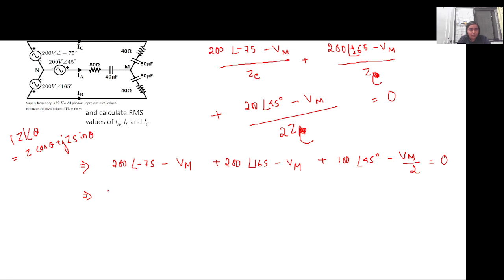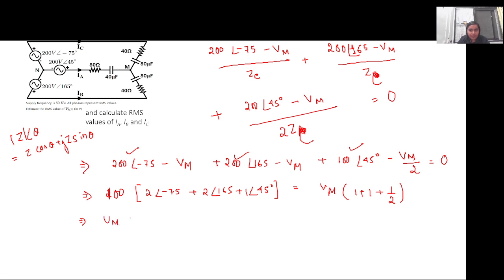So similarly we can do the same. Let's take 100 common. So it is 2 angle of minus 75. We take common from this term and this term, so it will be 2 angle of 165 plus angle 45. This is 1 into angle 45. And we will take the Vm term on the other side, so it will be 1 plus 1 plus half. So Vm can be written as Vm into 5 by 2.